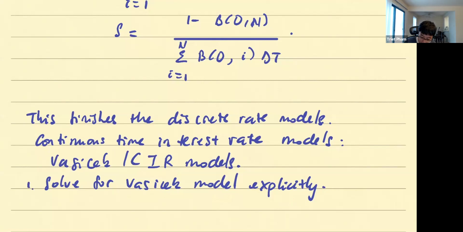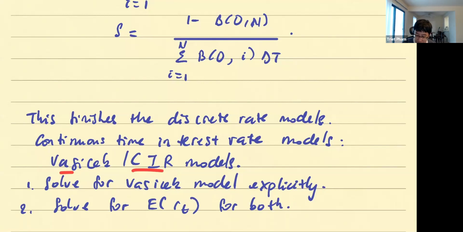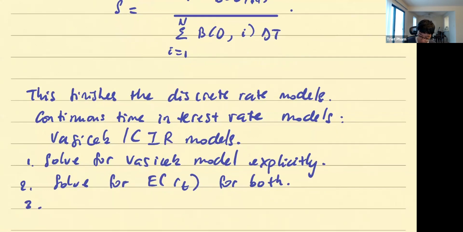What we can do next is we can solve for the expectation, okay? Meaning the average rate of both of these models. And you'll see a surprising conclusion that both CIR and Vasicek have the same expectation. But on the other hand, we can also do something cool. We solve for the variance. And you see that the variance of these two are not the same.